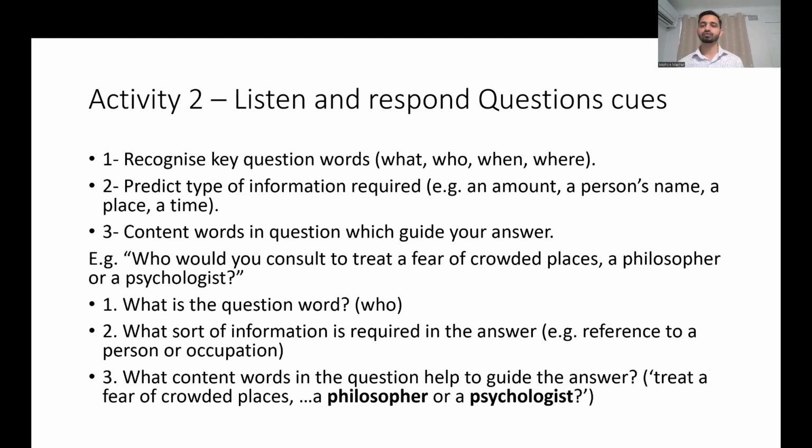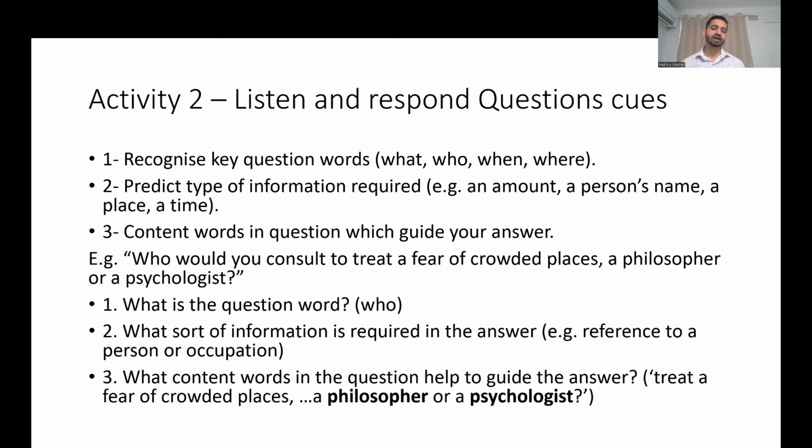We will go through some of the questions and what types of questions you can get in short answer questions. One of them is where it's going to give you options, either two or three, and you can choose from those options, but it has to be what you're looking for. Who tells you it's either going to be the name of a person or the name of a profession. In this case, you have two options, philosopher or psychologist, but the key content words here are treat a fear of crowded places. So who treats a fear of crowded places?